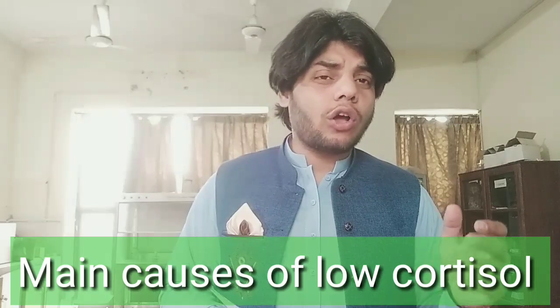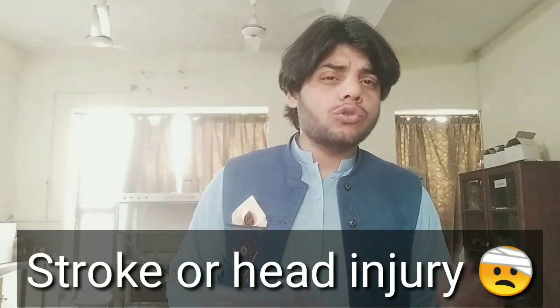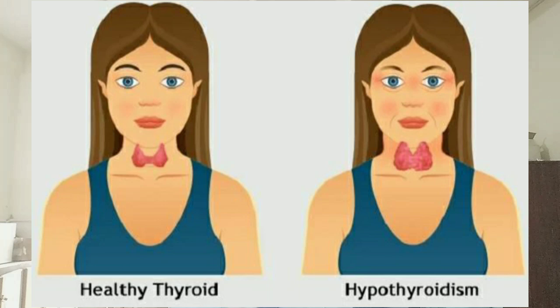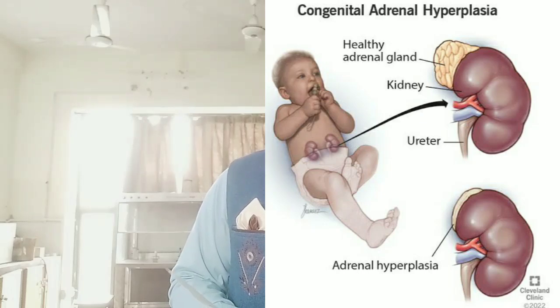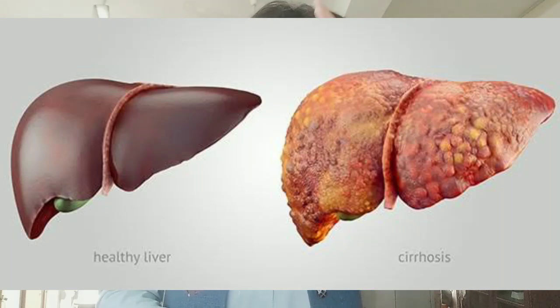So when the cortisol hormones get low, what are the main causes? It is due to stroke, or we can say head injury. It is due to Addison disease. It is due to hypothyroidism, and we can say hypopituitarism. Hypothyroidism means when the thyroid gland secretes a low level of the hormone, and when the pituitary gland secretes a low level of the hormone, we call it hypopituitarism. Next we have adrenal hyperplasia. It is a type of disorder in the adrenal gland. Cirrhosis, especially liver cirrhosis. In this way the cortisol hormone will also get low in the body.